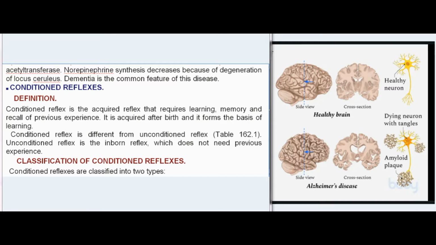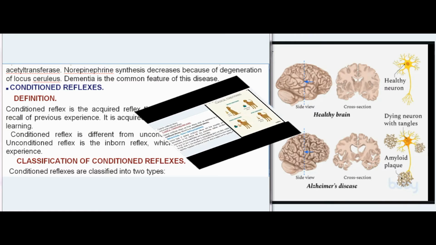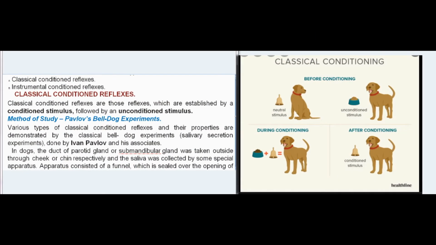Conditioned reflexes. Definition. Conditioned reflex is the acquired reflex that requires learning, memory and recall of previous experience. It is acquired after birth and it forms the basis of learning. Conditioned reflex is different from unconditioned reflex, Table 162.1. Unconditioned reflex is the inborn reflex, which does not need previous experience.